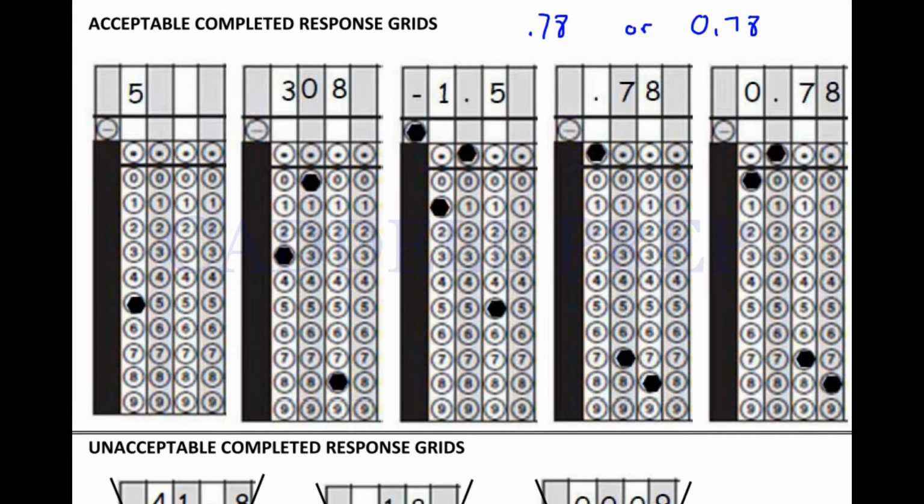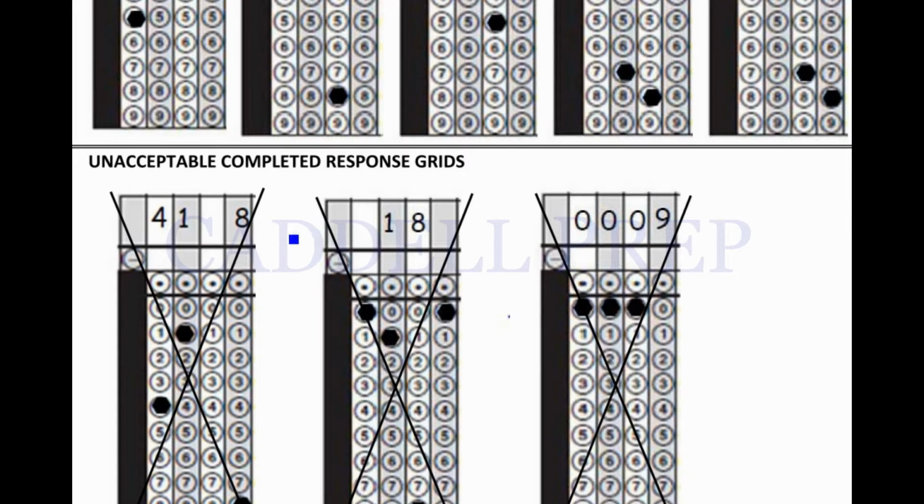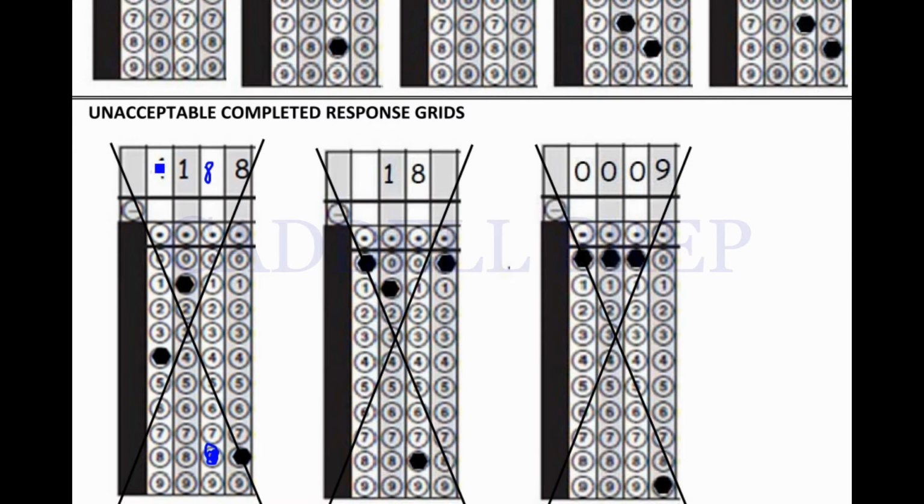Okay, let's look at what not to do. So we always want to start at the left, the first column, which the student did, but for 418, the student skipped a column. Okay, this 8 should be here, and then this should be bubbled in down here. Okay, do not skip. So this would be wrong. Also for 18, do not start in the middle. Start here on the left.